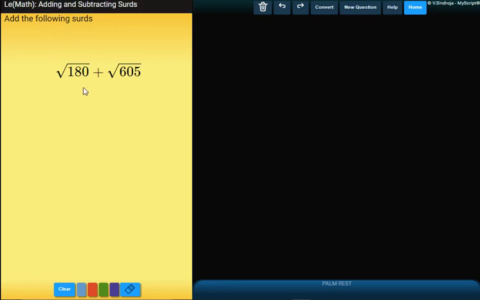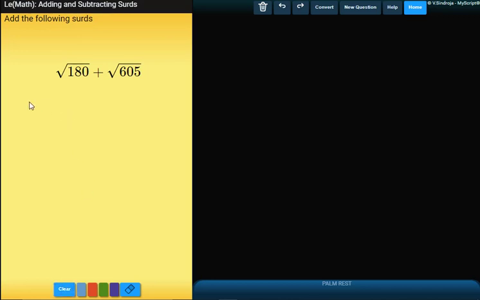In this video we're going to look at how to add and subtract surds, and it's not as easy as it looks. So for example, if you had root 10 add root 3, that does not equal root 13. In fact, you can't actually add these two surds at all. You technically have to leave it like that.